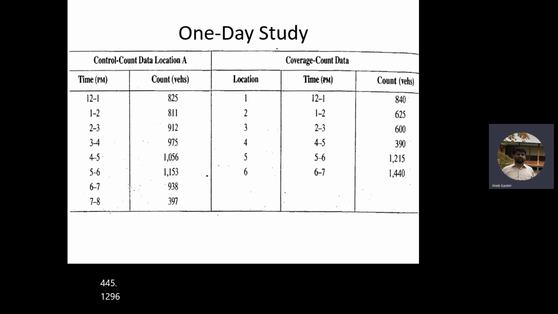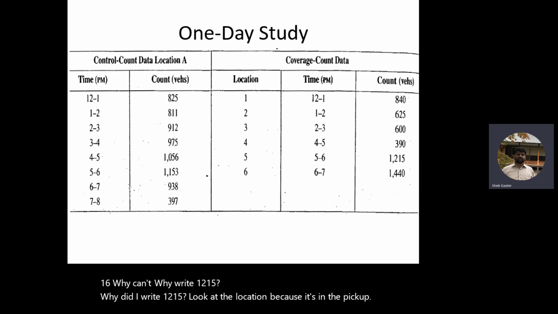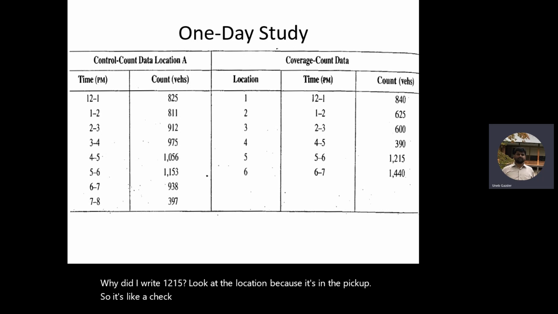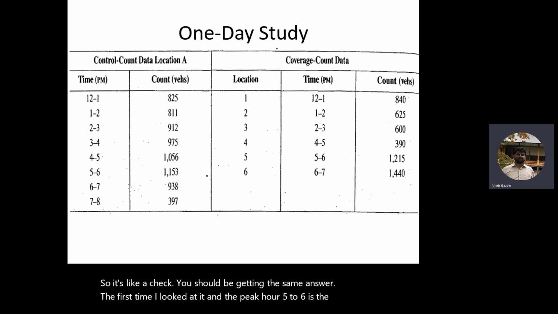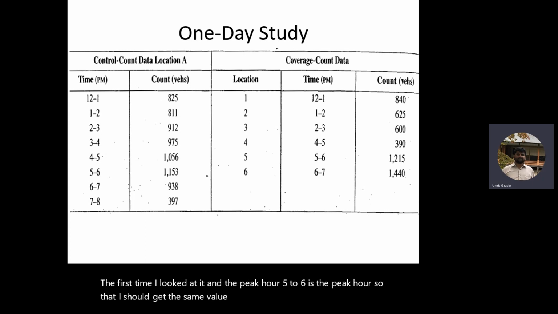Not the last one, the fifth one. Why? 16.6. Why did I write 1215? Look at the location. Because it's in the peak hour. Okay? So it's like a check. You should be getting the same answer. I took the data in the peak hour, 5 to 6 is the peak hour, so that I should get the same value. Okay, the last one.